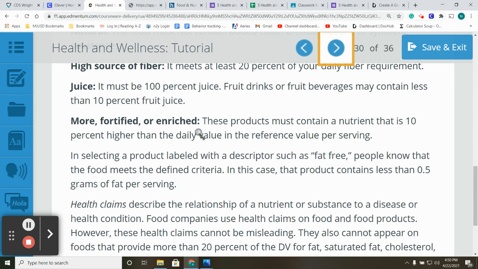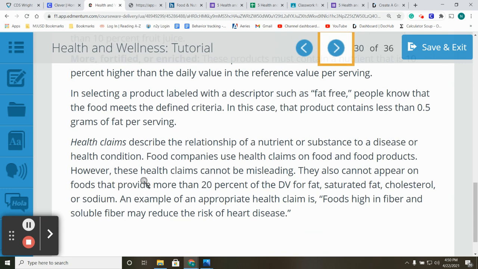More, fortified, or enriched. These products must contain a nutrient that is 10% higher than the daily value in the reference value per serving. In selecting a product label with a descriptor such as fat-free, people know that the food meets the defined criteria. In this case, that product contains less than 0.5 grams of fat per serving.